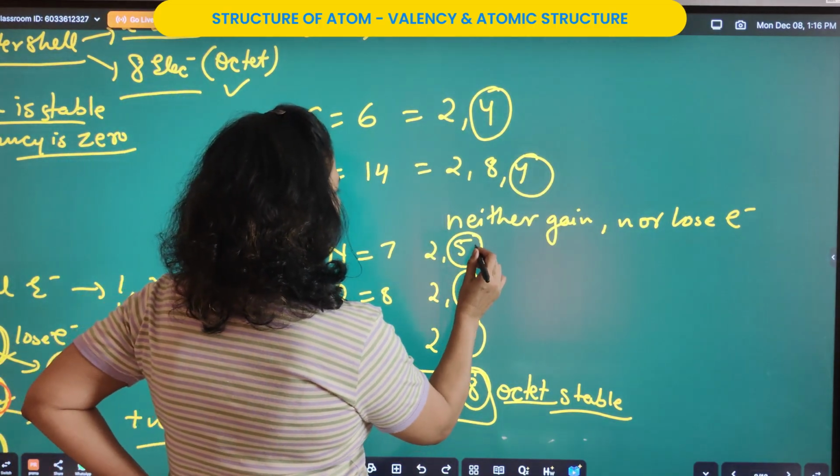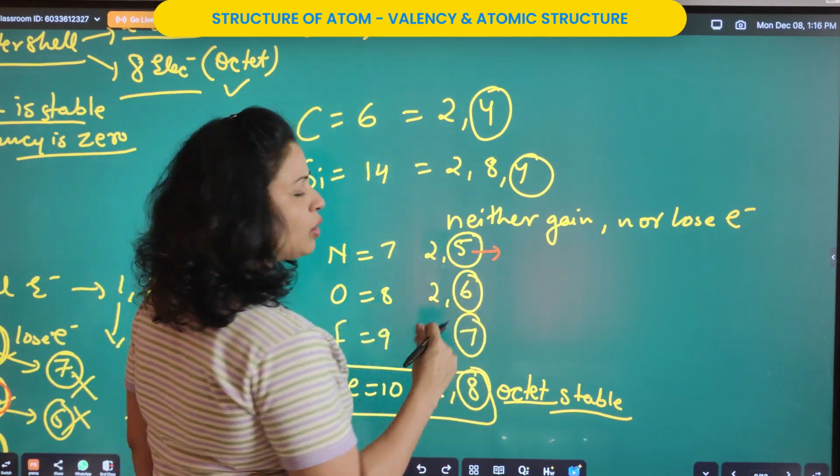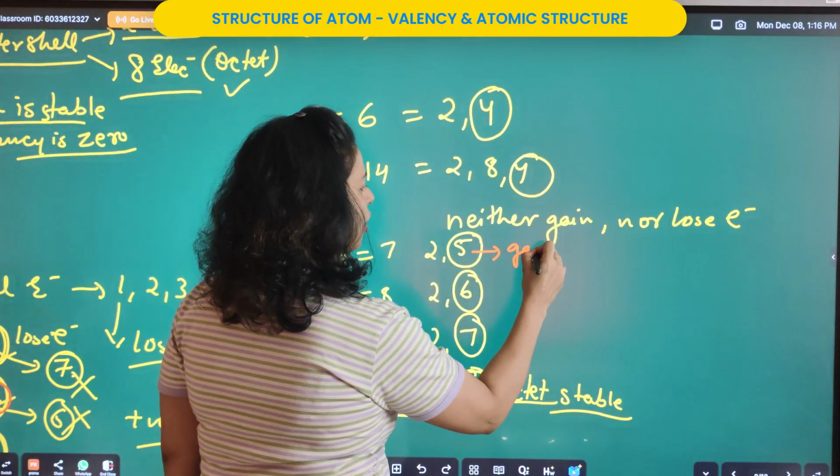Now when it comes to nitrogen, which has 5, it will not lose these 5 electrons. It will gain how many electrons?